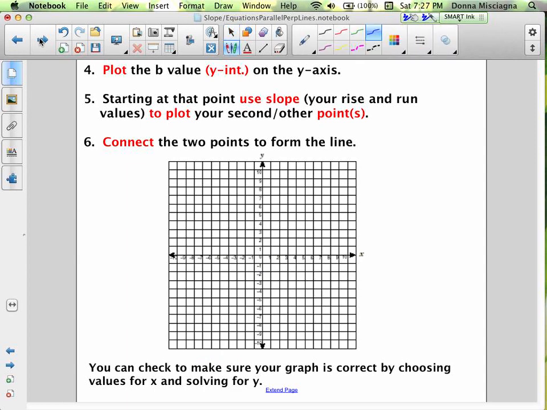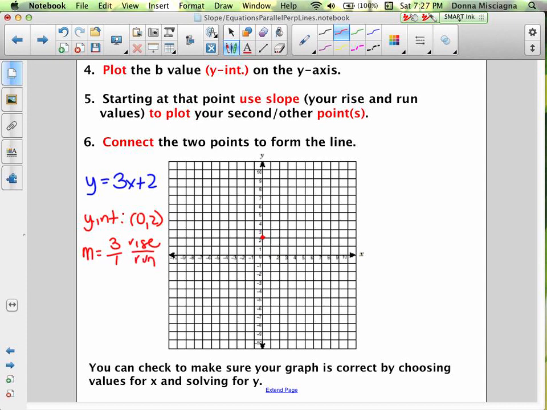I'm going to write the equation again because you can't see the last page. y equals 3x plus 2 is our equation. All right, so we're going to plot the y-intercept on the y-axis. Remember that the y-intercept was the point (0, 2). Right, so right there. And then our slope, our rise is 3. The run is 1.